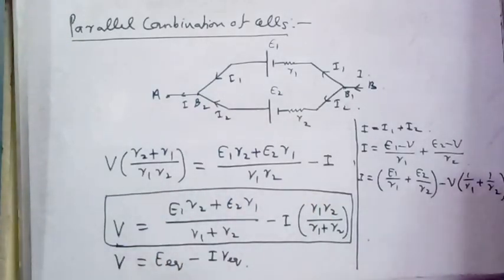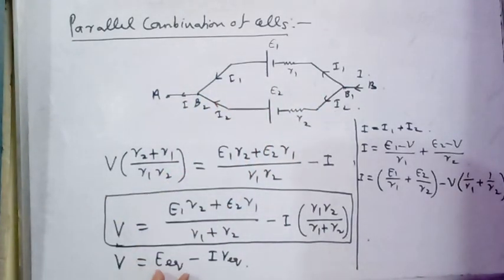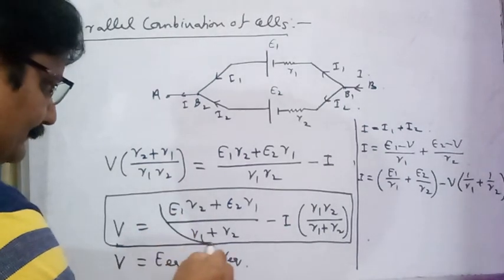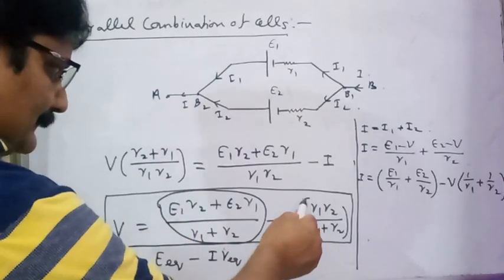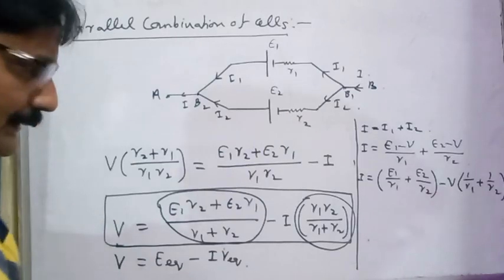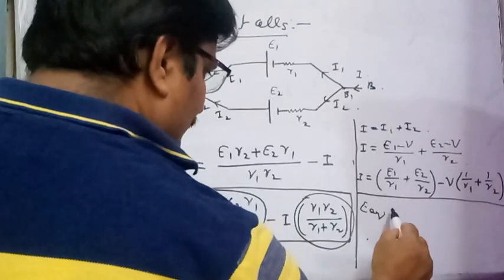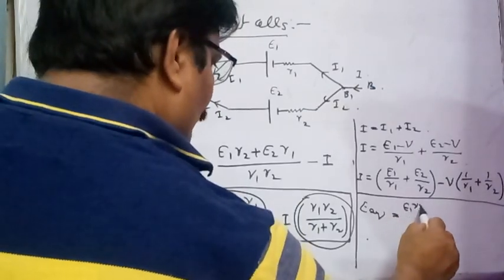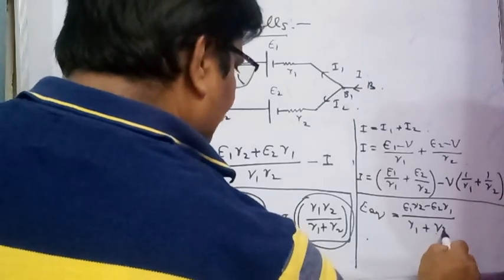This, students, you can see, the equivalent potential difference across this combination of the cells, V, is equal to E equivalent minus I into R equivalent. So what can be the value of E equivalent? The value of E equivalent is this quantity, and the value of R equivalent is this quantity. So we can write E equivalent in the parallel combination of cells is equal to E1 R2 plus E2 R1 divided by R1 plus R2.